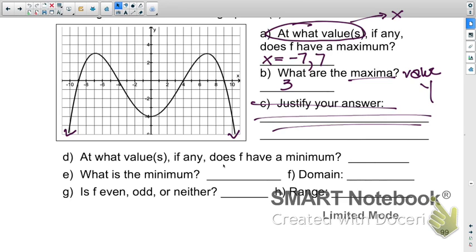This one has a minimum at only one location. What x value does that have? 0, right? What is the minimum value? Negative 4. And just for extra practice, what would the domain be? Negative infinity to infinity, good, because it goes out to either side and keeps on going. The range on this one would be what? Negative 4 to 3 with a bracket. Good.